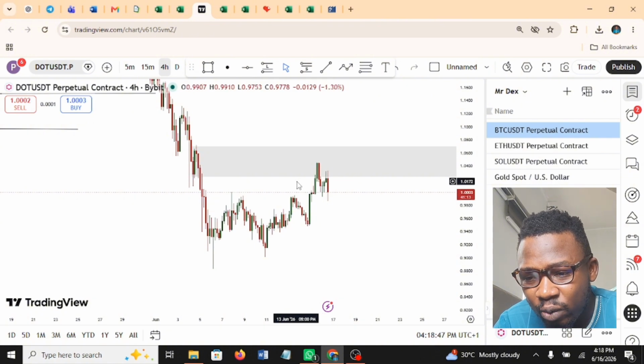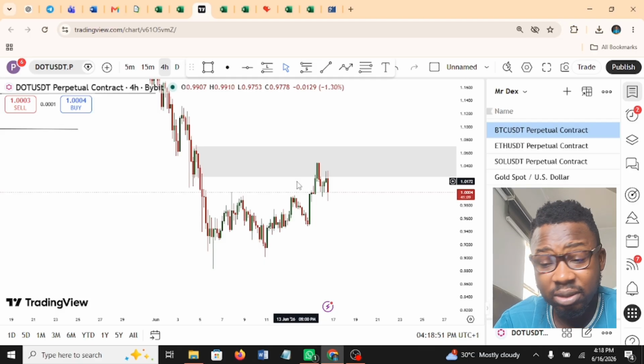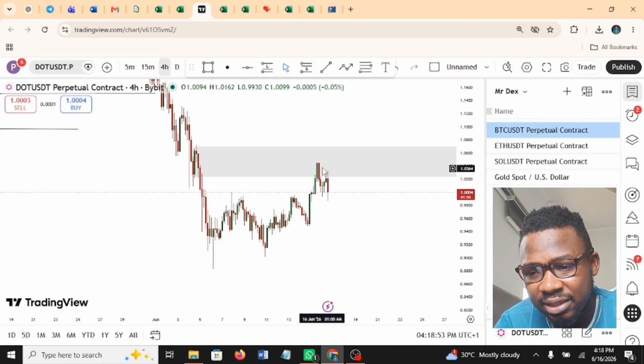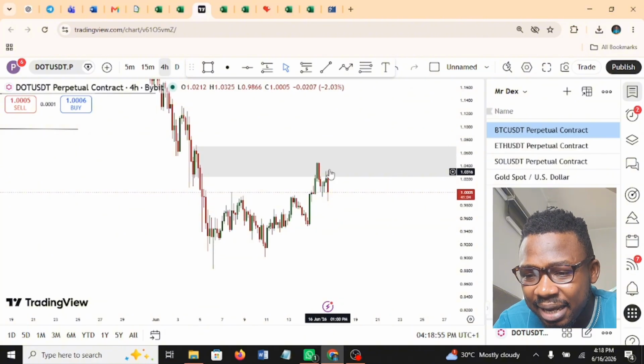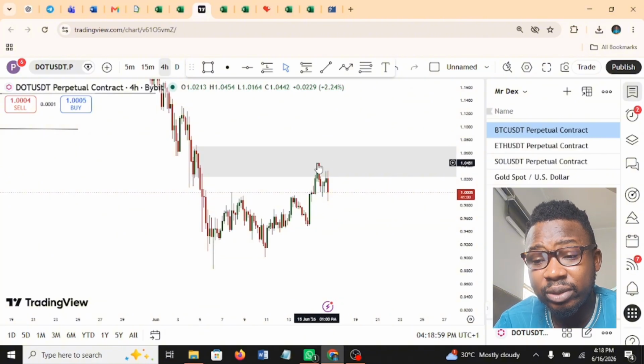You have to wait, and we waited. It could take days, 3 or 4 days, depending on the market structure, price action, and all of that. So we waited, and then price came into our zone. Now price has arrived in our zone. What are we looking for? We want to see a confirmation to take the sell.